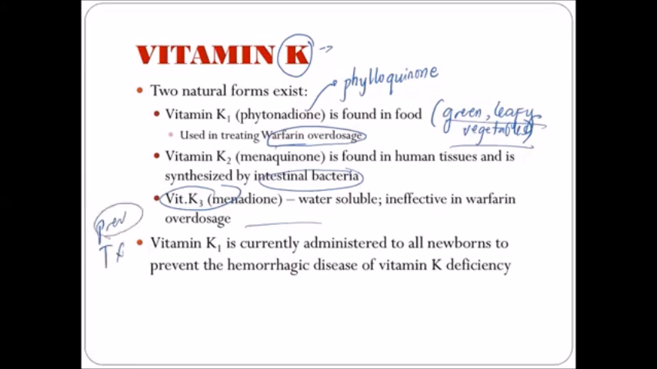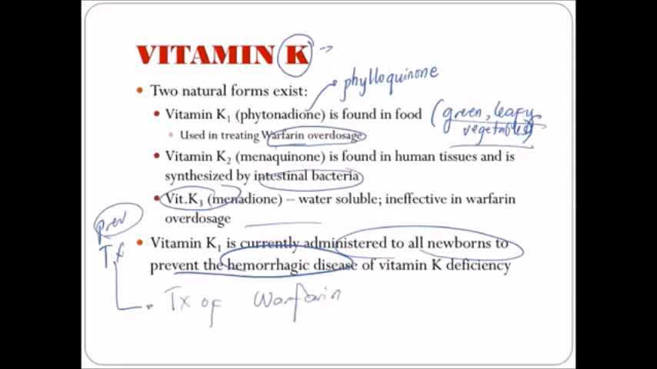For the prevention, that is to prevent hemorrhagic disorder of newborns. Okay? And also for treatment, ginagamit nga siya during warfarin toxicity. So treatment of warfarin toxicity. What form of vitamin K again? It's K1. Okay, it's K1.